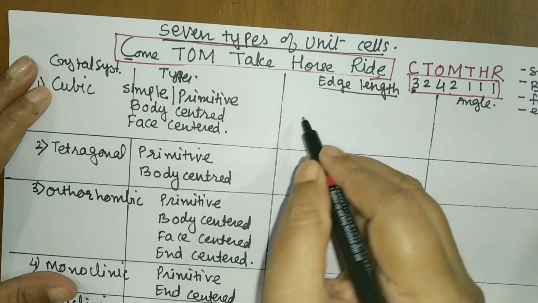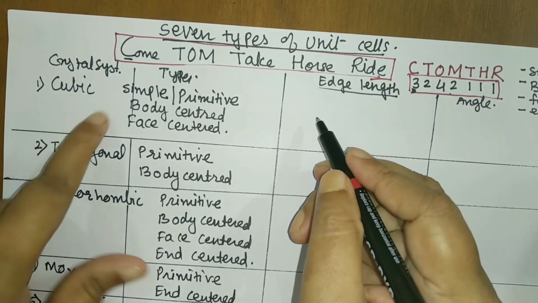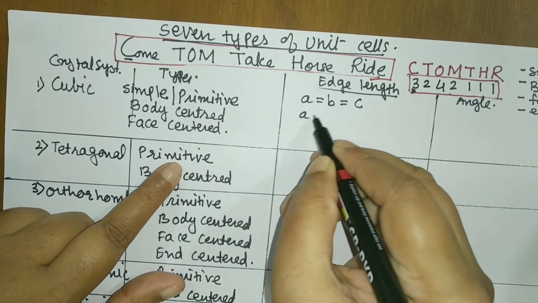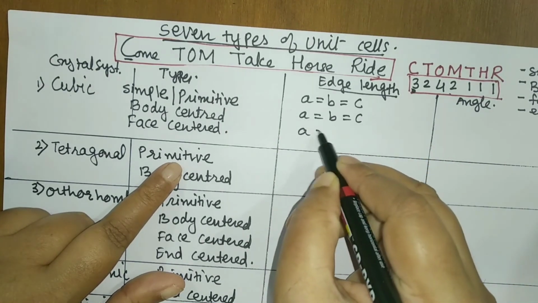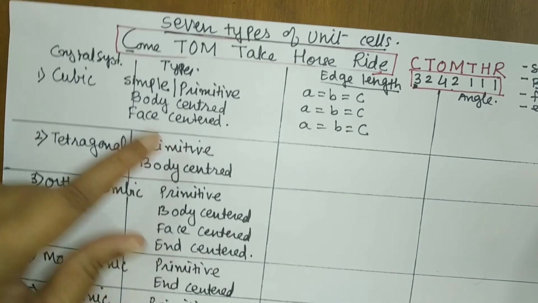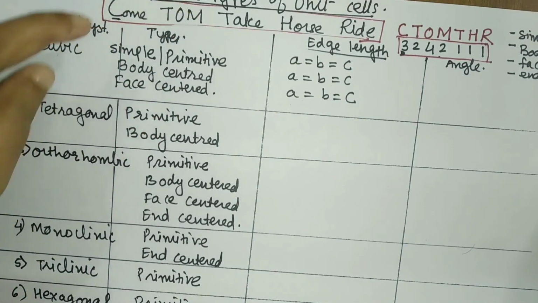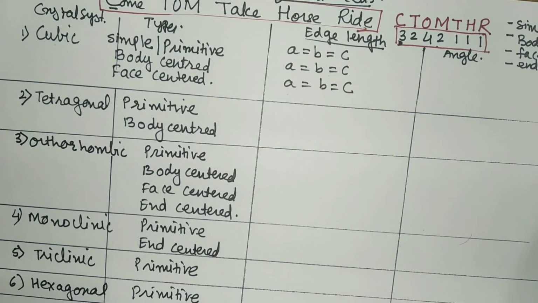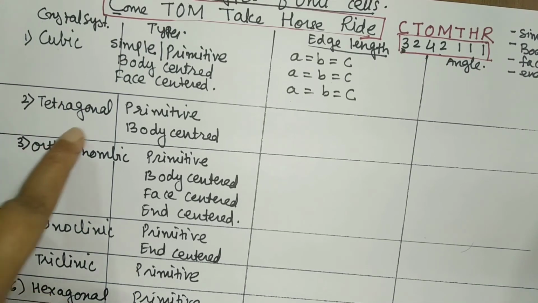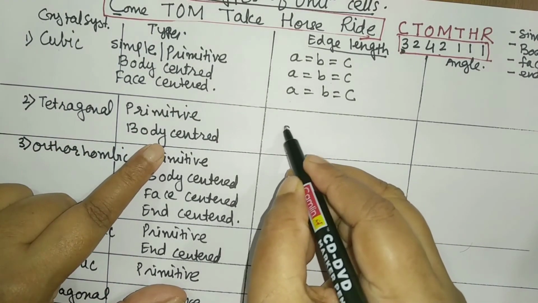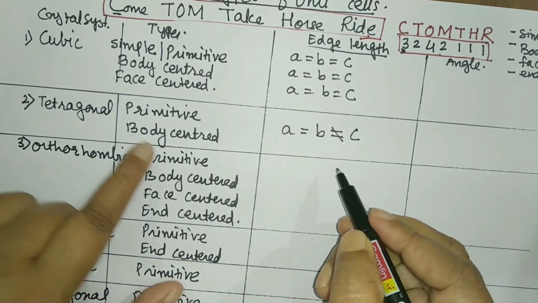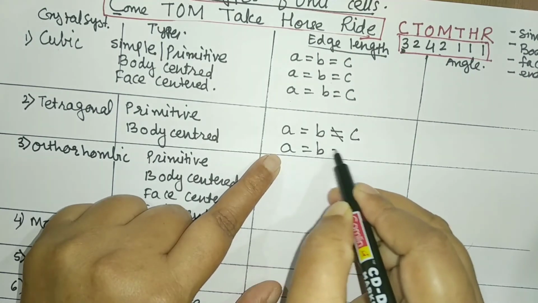Now what you have to do is, for the first one, that is cubic, all three will have A is equal to B is equal to C. So I will simply write A is equal to B is equal to C for the first one, that is cubic and all types of the crystal systems. Then at the bottom, I will write the same, that is A is equal to B is equal to C. Then I'll come to tetragonal. Here it will be A is equal to B and the third one will not be equal to C. So same I will write for this, is not equal to C.